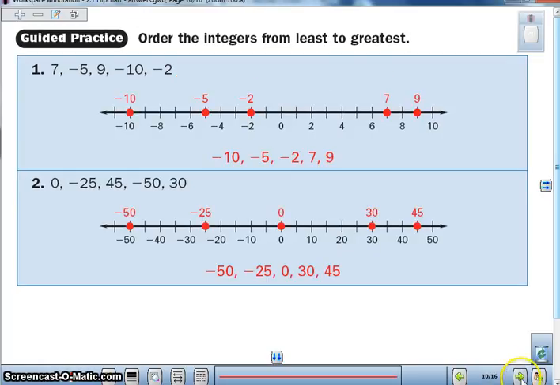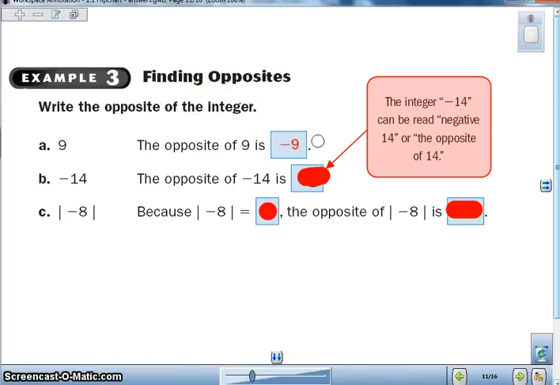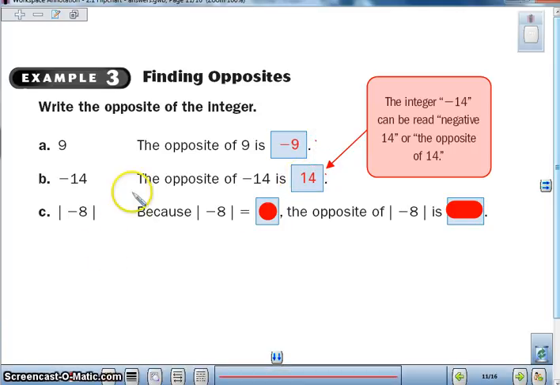So here you can see both the number lines and the numbers. Again, just a little more practice with opposites. The opposite of 9 would be -9. The opposite of -14 would be 14. Here's where we sometimes get a little tricky.